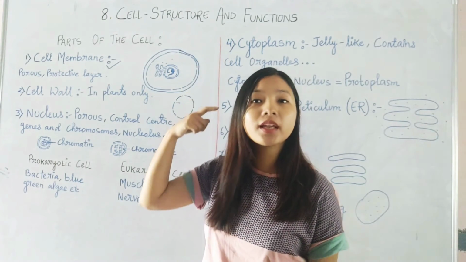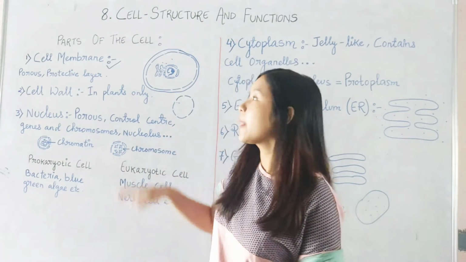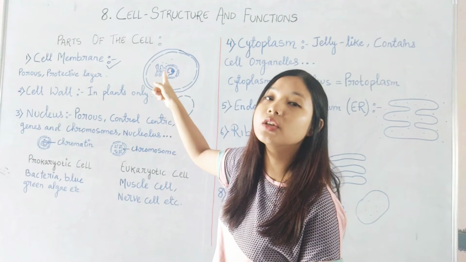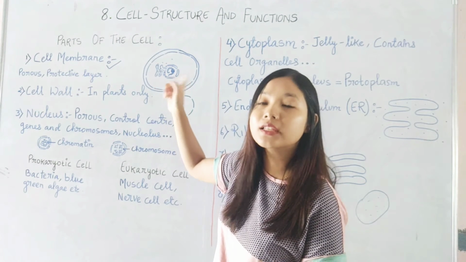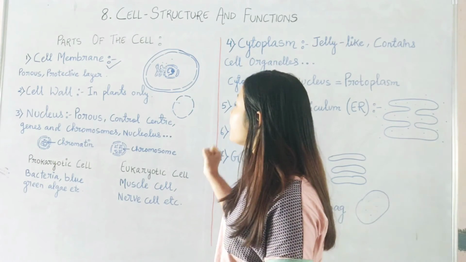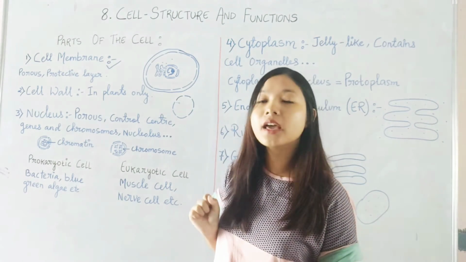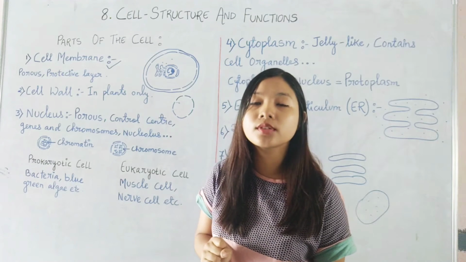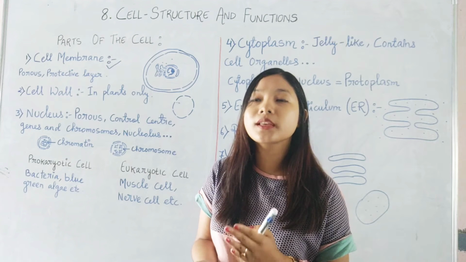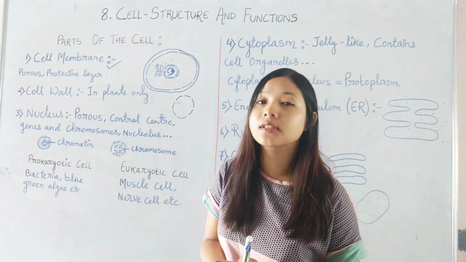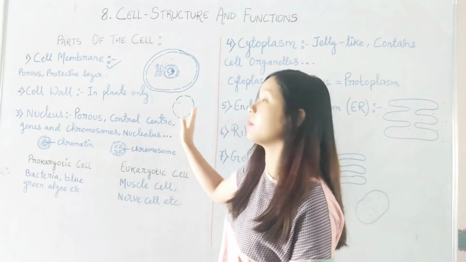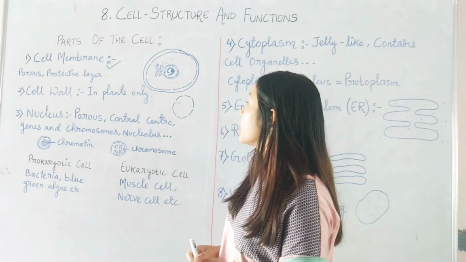Just like our brain controls our whole body, the main control center of the cell is this nucleus. This nucleus controls all the activities and the processes taking place in the cell. This nucleus has one more important characteristic, and that is it encloses the chromosomes and our genetic materials. Gene, DNA, chromosomes, all these are present inside our nucleus only.